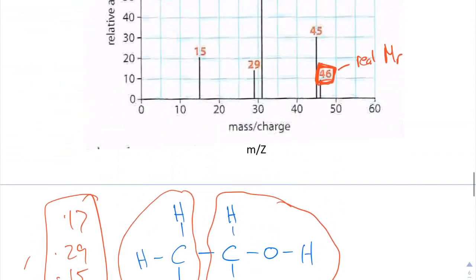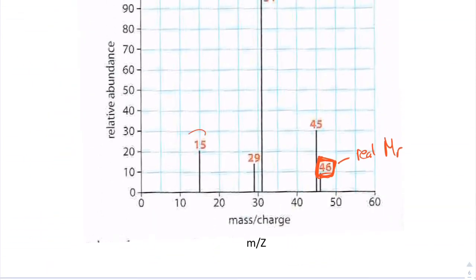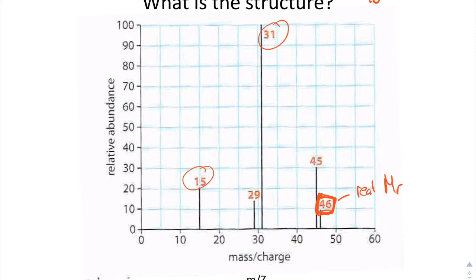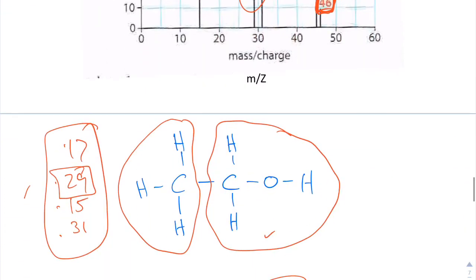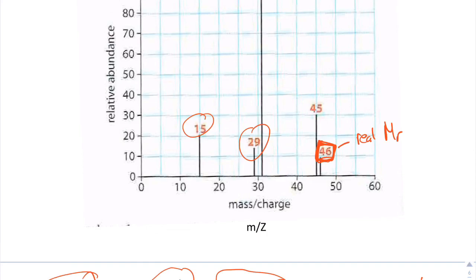So let's take a look. And we've got the 15s. There's the 31s, but I also see a 29, which the only one that could give me a 29 is this one. So this must be, if we're going to name this would be 1, 2. So we've got ethanol, and it's always going to be on the number 1. So you could put the number 1 if you want, or it's not really necessary, but this is going to be the alcohol.